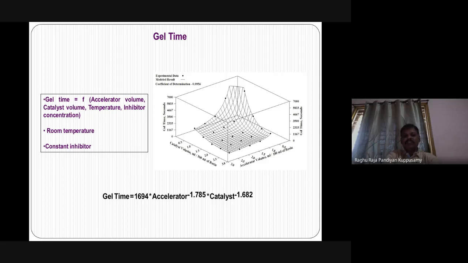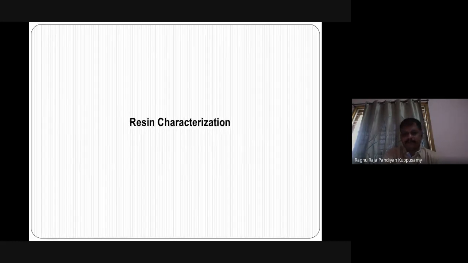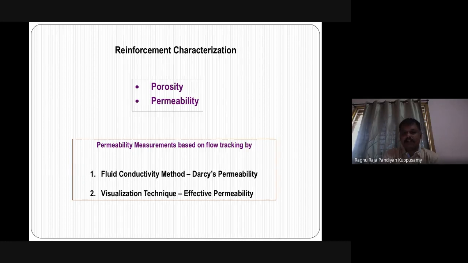So this proportion of accelerator and catalyst is very much important. And before you go for the manufacturing process, you should know what your gel time is with respect to different combinations of accelerator volume and catalyst volume. So we have done some 25 experiments, and we were able to get a plot of how the gel time varies with respect to different accelerator and catalyst amounts. And we have selected one optimum level of accelerator and catalyst. After that, we have performed the kinetics and viscosity studies. So that's all for resin characterization.